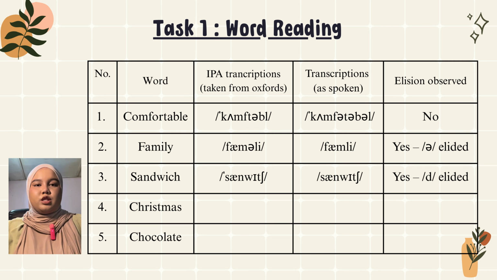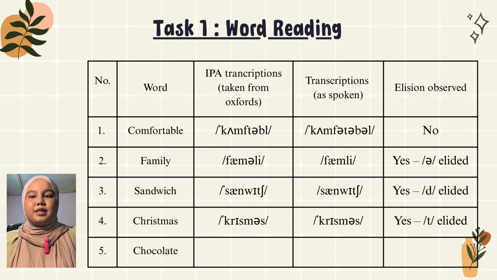The fourth word is Christmas. And yes, there is also an elision observed in the word. The T sound is omitted from the cluster. So it becomes "Chrismas" instead of Christmas. This is a textbook example of consonant cluster reduction, especially in festive or familiar words where native speakers also compress syllables. Hence, that is why it is pronounced commonly as "Chrismas".